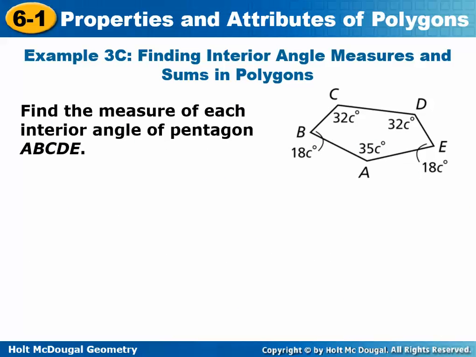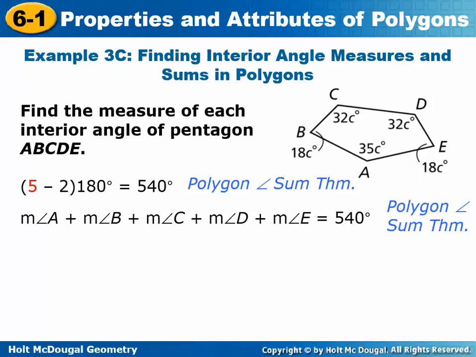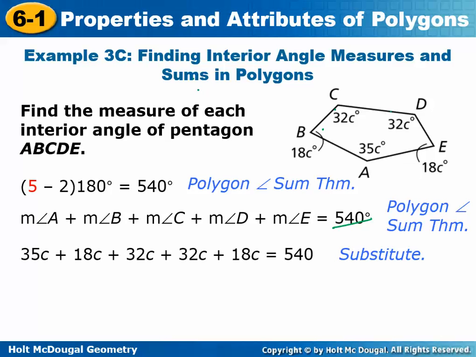Now in this one, it's not regular, it's just a pentagon, but they're giving us expressions for these. So I could find the sum, because I know it's a pentagon, so I can take 5 minus 2 times 180, so 3 times 180 is 540, and then I just need to add up each of these, either what they tell me the angles are equal to sometimes, or the expressions for them, and that will all be equal to 540. So I replace measure of angle A with 35C, and measure of angle B with 18C, and so on. And then I combine my like terms to get 135C equals 540.